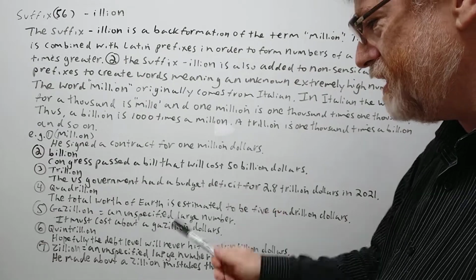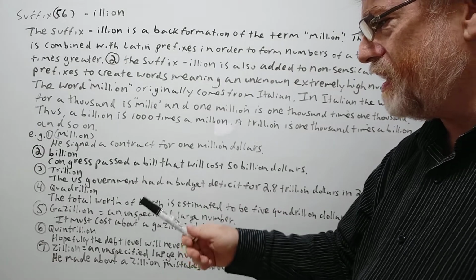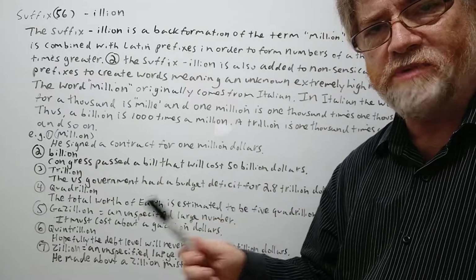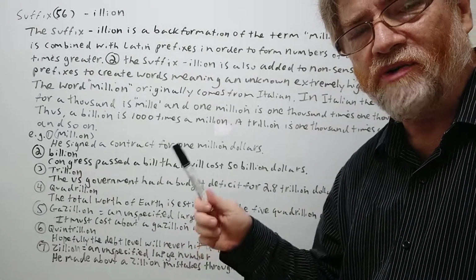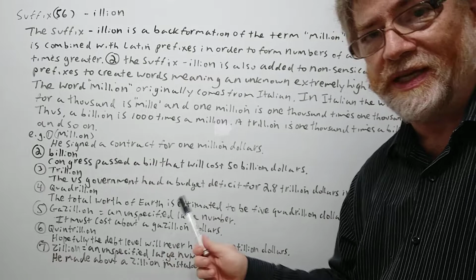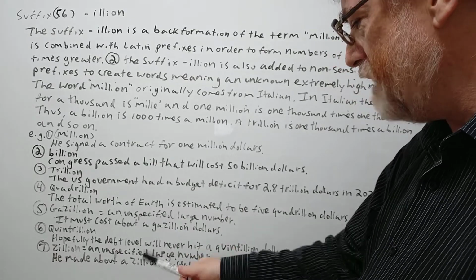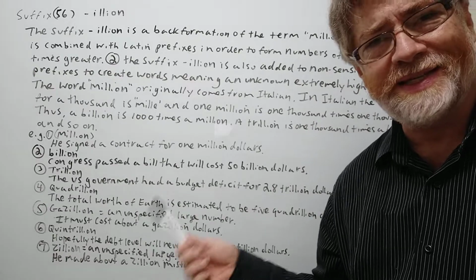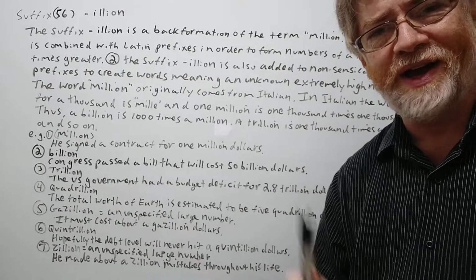And number 7, zillion. Zillion and gazillion are probably the 2 most common ones that are unspecified terms used in humor for a high number. There are a lot more, but these are the most common ones. He made about 1 zillion mistakes throughout his life. Yeah, sometimes we'll say that. So a very unspecified high number.